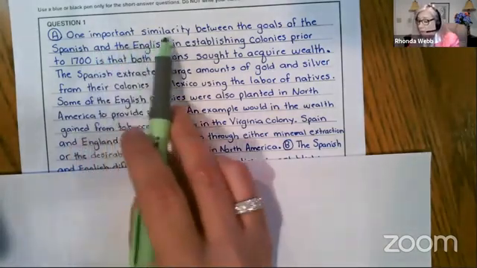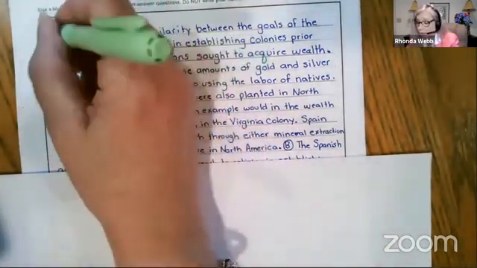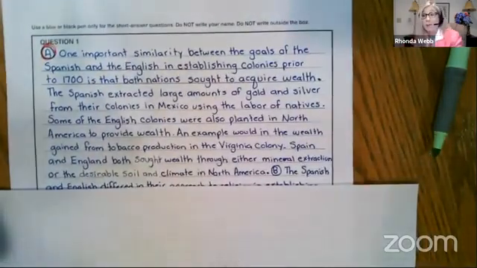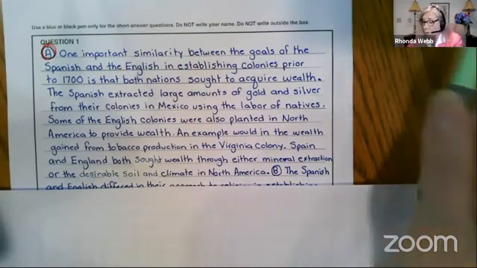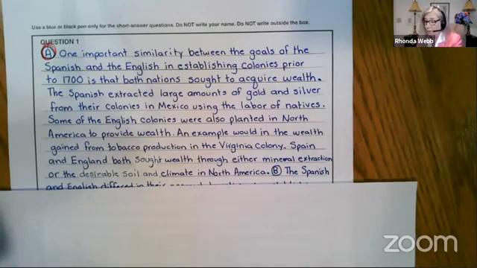So one important similarity, and notice that I've labeled it. So I've got my SAQs. I want to make it easy on the reader, so I want to label it if I'm answering A, B, or C. And you can answer that in a different order. So if you were more confident with one, you could put B first and then C.